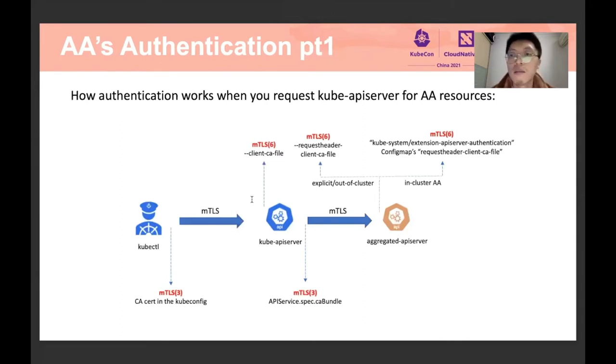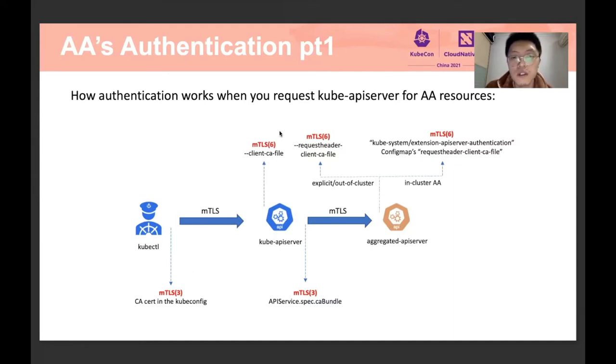Okay, after knowing how TLS works, let's take a look at how authentication works. This picture is the typical case when a client is trying to request an AA server via the proxy of Kube API server. So the normal authentication happens between kubectl and the Kube API server. The Kube API server will check whether the client certificate is signed by a CA authority, which is specified by a flag named --client-ca-file.